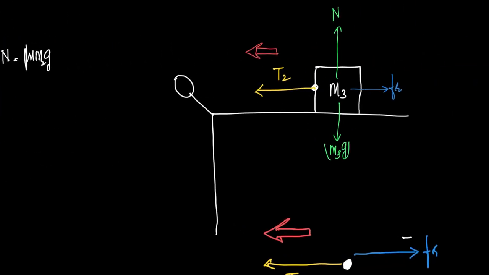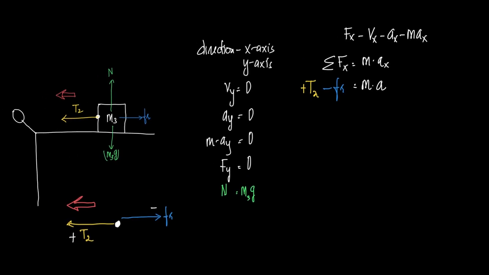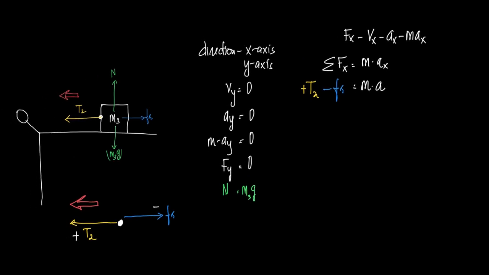Okay, that's correct now. So it's T2 minus Fr is equal to... Now, what is m here? M is m3, right? So we have m3 into a.